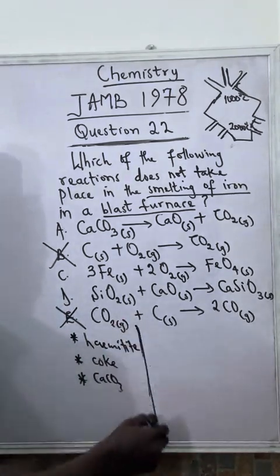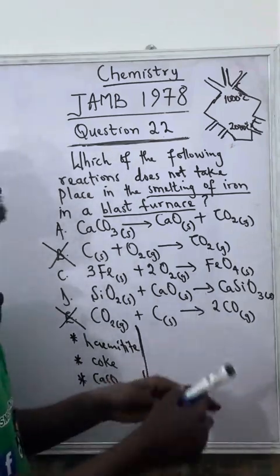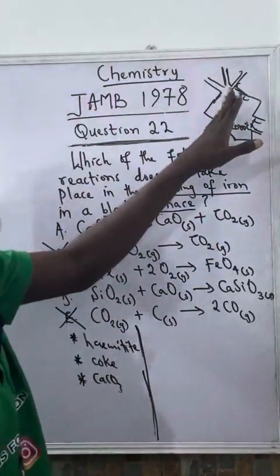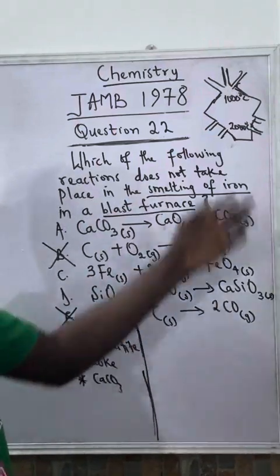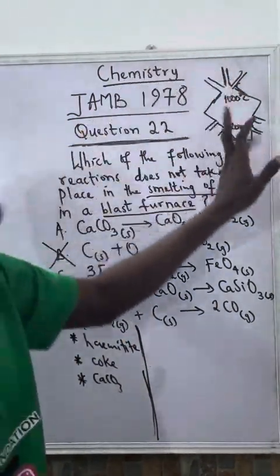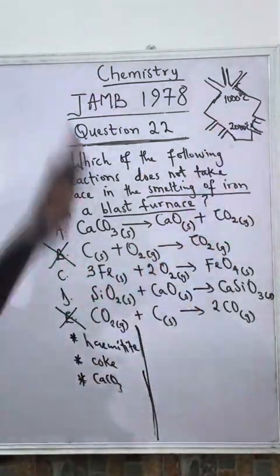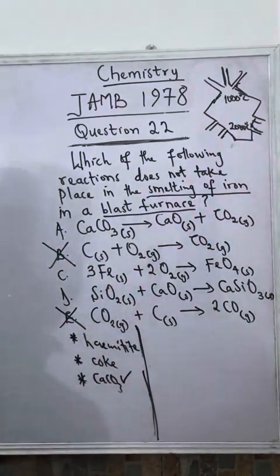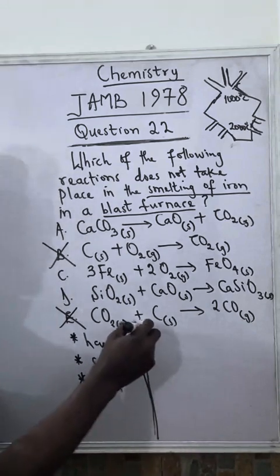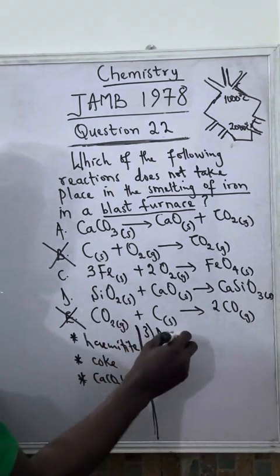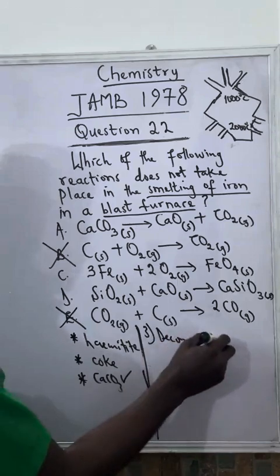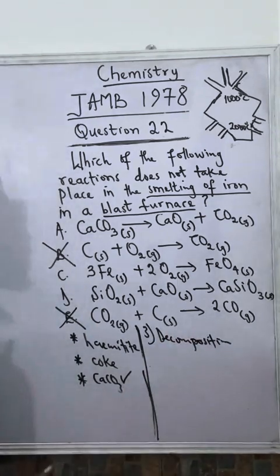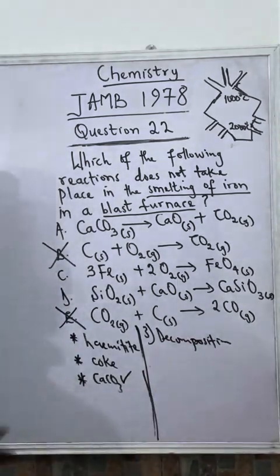Or before that, after you have produced the gas, which is CO, there will be some impurities inside it. You now need to remove those impurities. That is where the function of this calcium carbonate comes into play. So we need decomposition. That's step 3. Decomposition is step 3. So actually, you need calcium oxide.